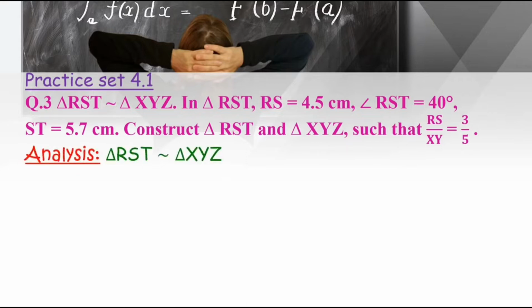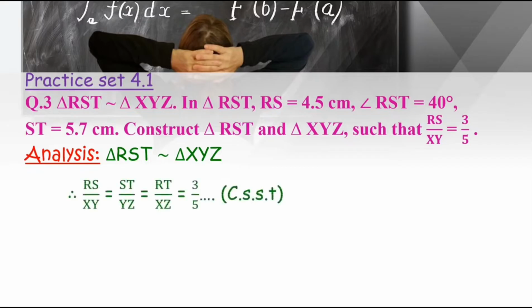So here triangle RST is similar to triangle XYZ, so the ratio of their sides will be equal. That is RS upon XY equals ST upon YZ equals RT upon XZ. And you can see that the value of one of the ratios is given, 3 upon 5. So all the ratios will be equal to 3 upon 5.